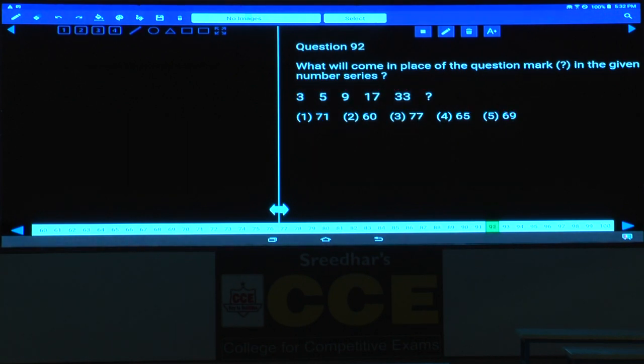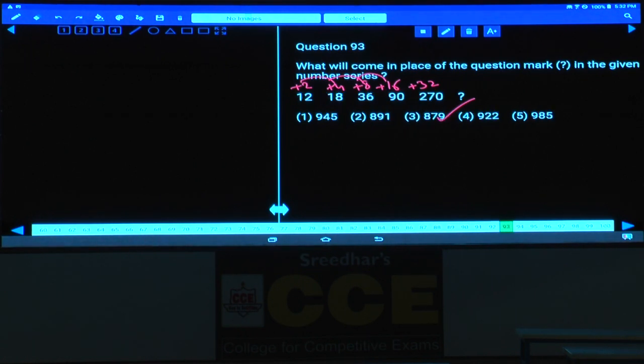Now in this question number 92: 3, 5, 9. Now the numbers are increasing at a very small rate. As the numbers are increasing at a small rate, hence it must be under difference. 3 plus 2 is 5, 5 plus 4 is 9, 9 plus 8 is 17, and 17 plus 16 is 33. The differences are 2, 4, 8, 16, each multiplied by 2 to get the next, so the next is 32. 33 plus 32, that is 65, choice 4. Clear now? Here the difference between the numbers are 2, 4, 8, 16 and 32, choice 4.